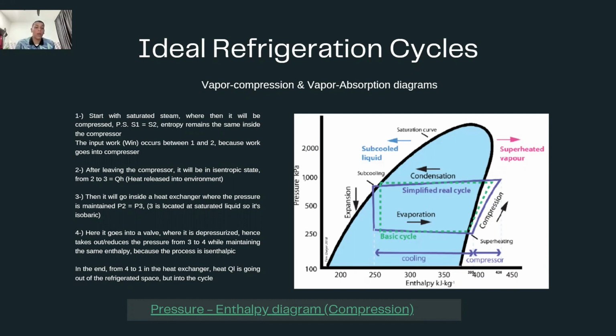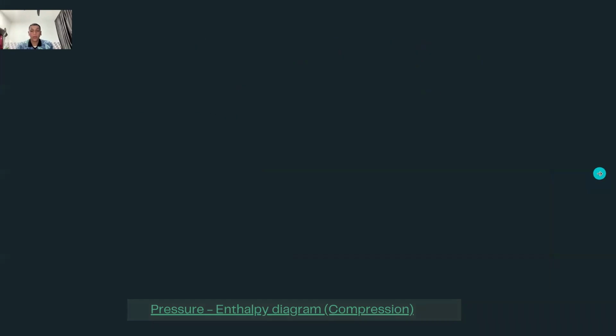And number 4, getting into the throttling valve, where it is depressurized, hence it reduces the pressure from 3 to 4 while maintaining the same enthalpy because it's isenthalpic. And in the end, the QL is just going out of the refrigerated space, but into the cycle. Moving on to the vapor absorption.